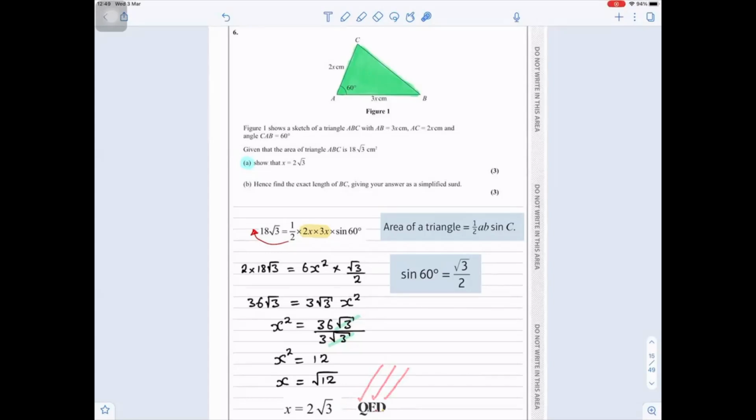QED. It means quod erat demonstrandum, as required to show. Because they wanted us to show that. And when you finish showing that, you write QED. It means you have shown it.